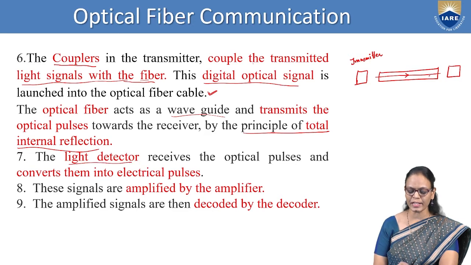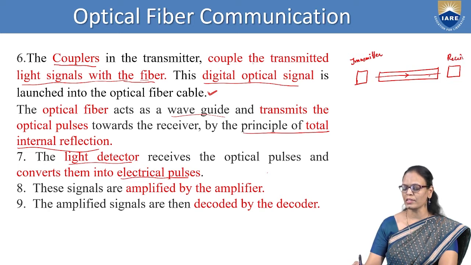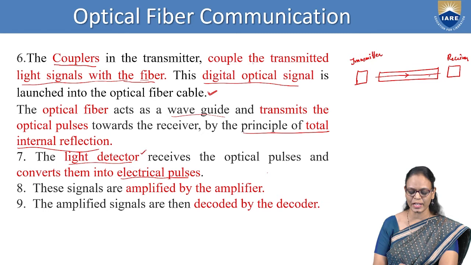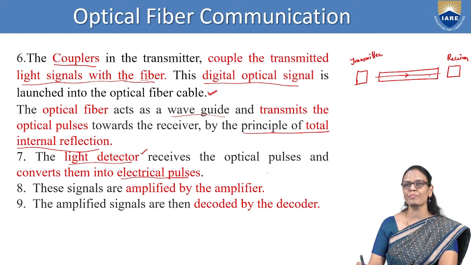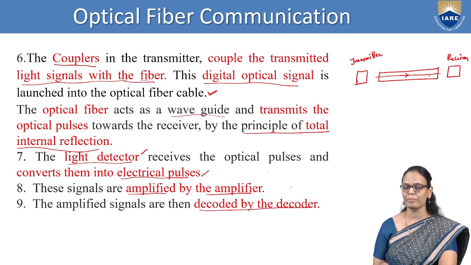The light detector receives the optical pulses and converts them into electrical pulses. So in the receiver block, what we have is the light detector. The output that comes from the optical fiber is detected by the light detector in the receiver. It will receive the optical pulses and convert them into electrical pulses. And then these signals are amplified by the amplifier. So the signals that are coming from the light detector are being amplified, and then they are decoded by the decoder.